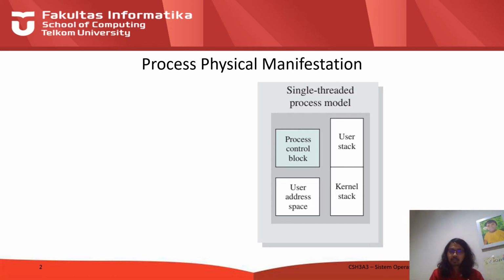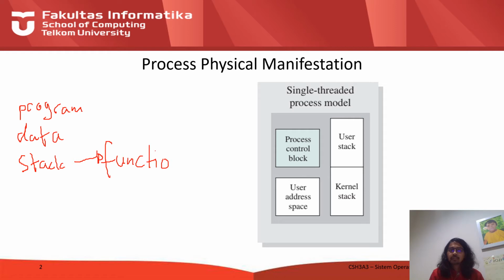We have discussed it earlier. First, there is an executable program. So the program is literally a collection of instructions, and there is the data that is related to the program, and then there is a stack. Stack is usually used for function calls and parameters concerning function calls. And then lastly, we have the PCB, which is the process control block.